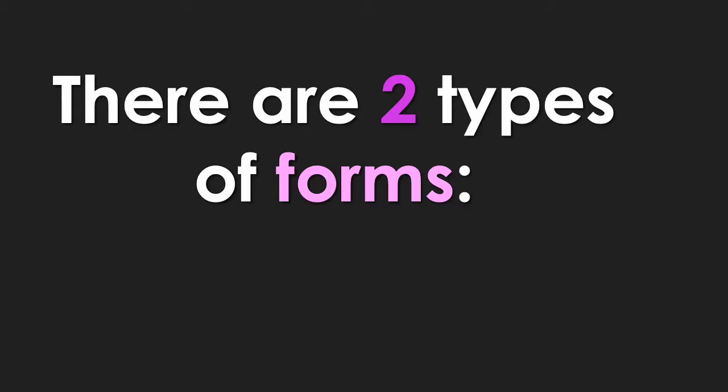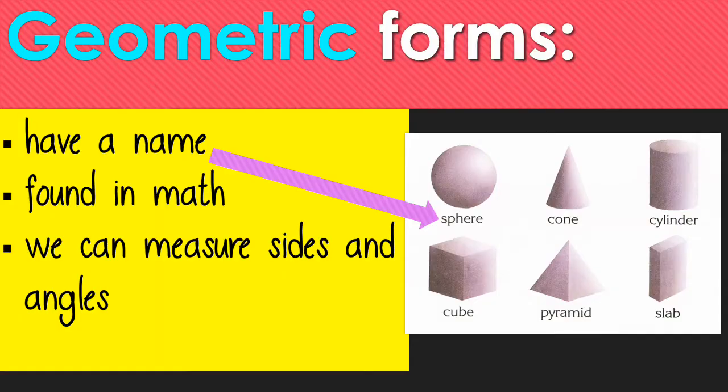Again, there are 2 types of forms. We have geometric forms, which is just the same as shapes. They have a name, they're found in math, and we can measure the sides and angles. But now they have the 3rd dimension of depth. So we have spheres, cones, cubes, pyramids, those types of things. The difference is that a circle is a shape and a sphere is a form. It has a third dimension now.